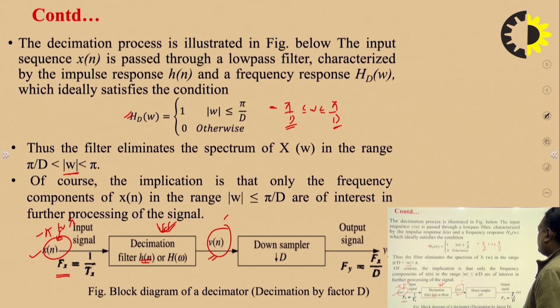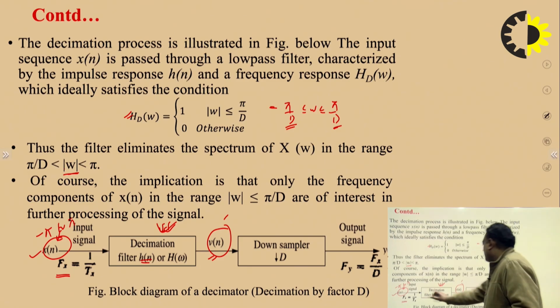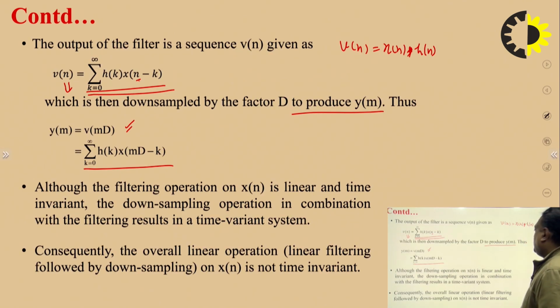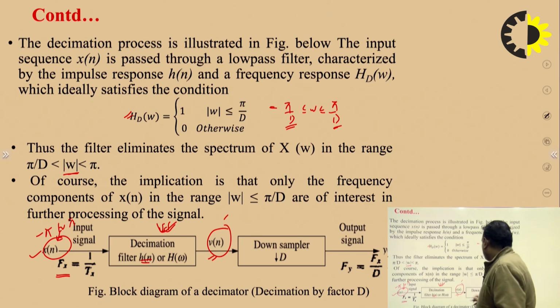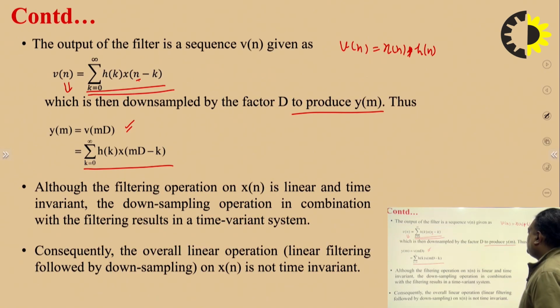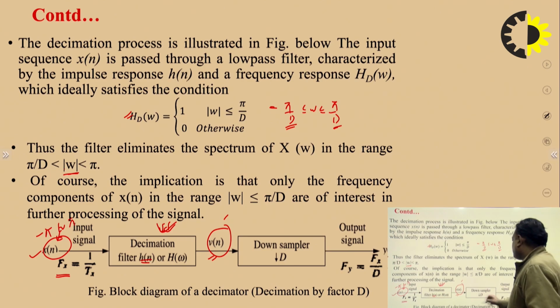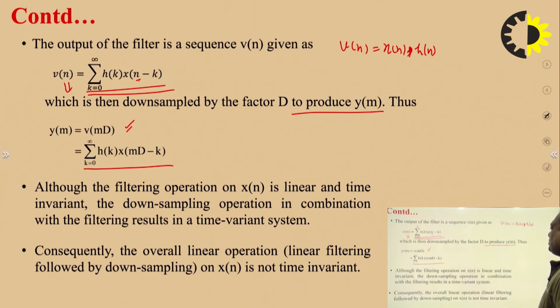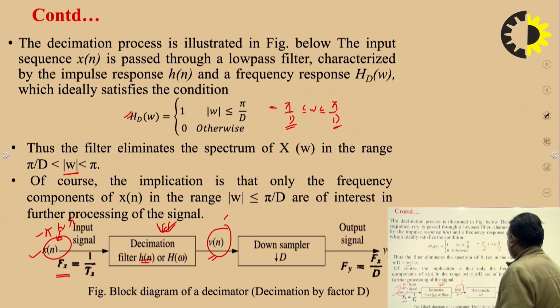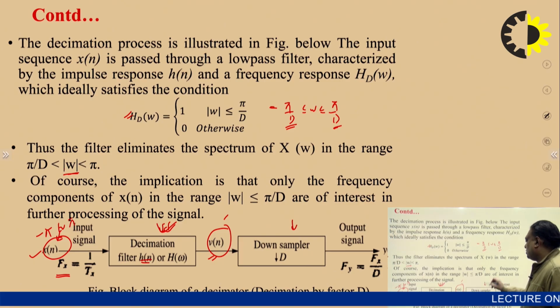Although the filtering operation on x[n] is linear, and you can see this is a linear time invariant operation, the downsampling operation in combination with the filtering results in a time variant system, because of this downsampling operation. Consequently, linear filtering followed by downsampling on x[n] is not time invariant. It means the overall operation is linear, but it does not become time invariant because of the downsampling operation.